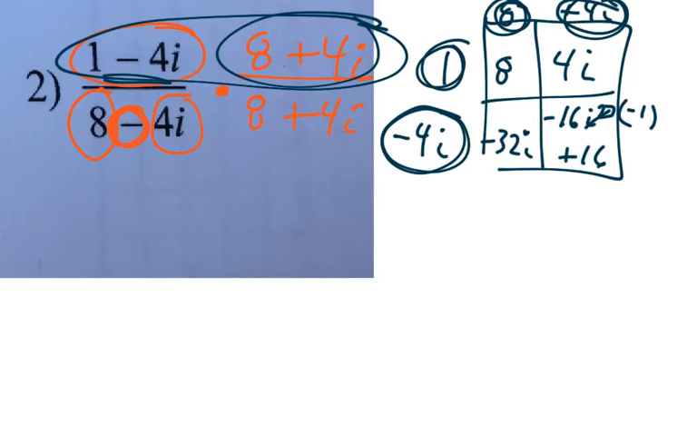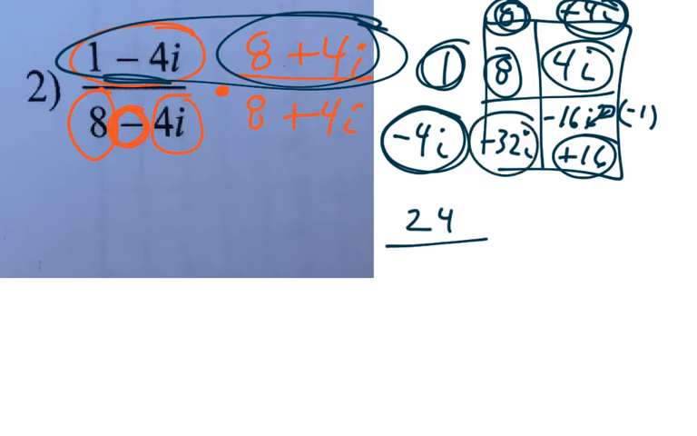All right, so what do we have then? We have 8 plus 16. We might as well put that together. That's 24 over, or we're not quite there yet. 4i minus 32i is minus 28i. So guys, we got the numerator done. 24 minus 28i over, we're getting a little ahead of ourselves there, at least I was.